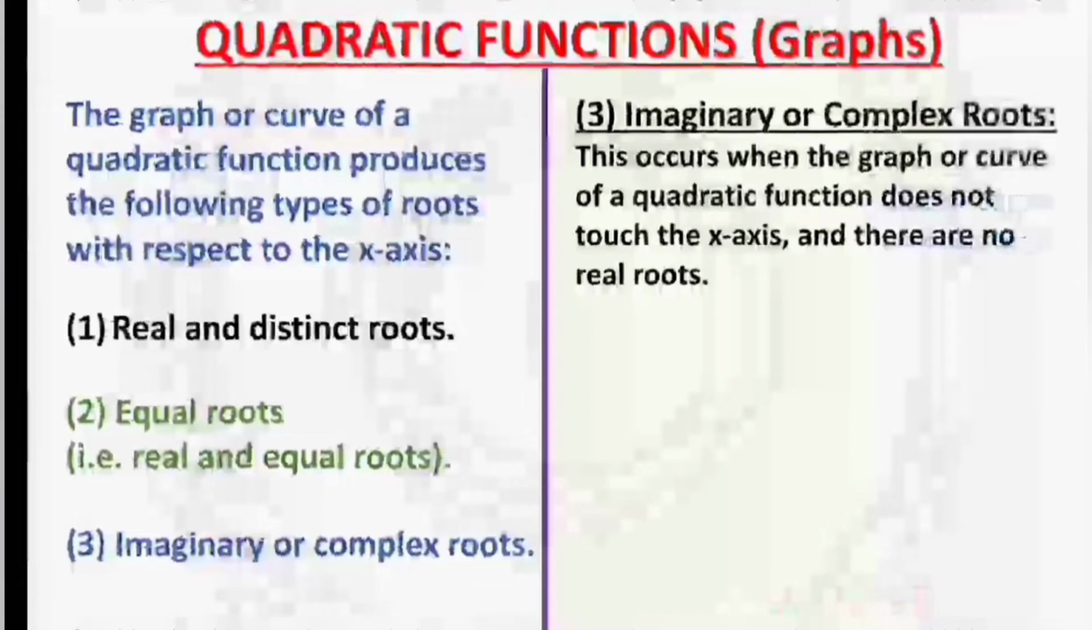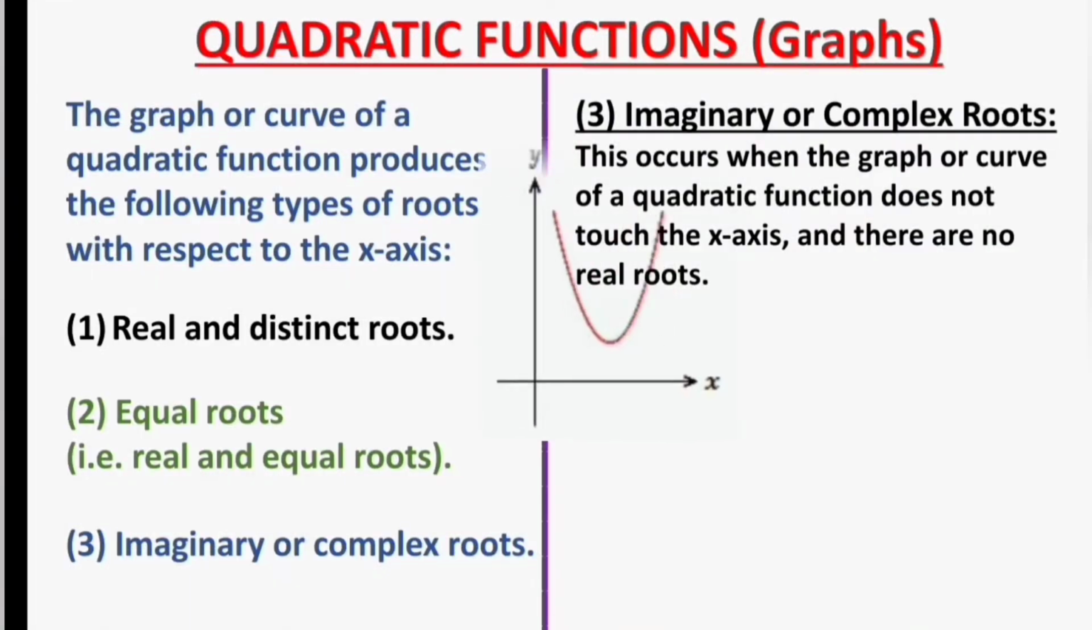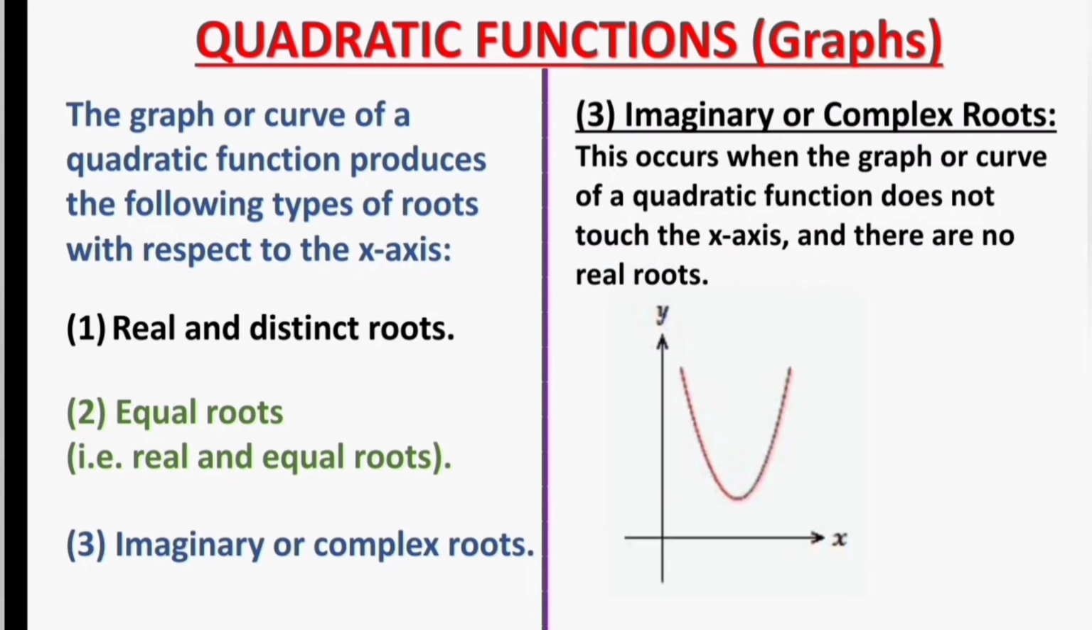Look at a third type of root which a quadratic function produces. Number 3, imaginary or complex roots. This occurs when the graph or curve of a quadratic function does not touch the x-axis and there are no real roots. This is an example of a graph or a curve of a quadratic function which produces imaginary or complex roots. You can see that the graph or the curve does not touch the x-axis, making it have imaginary or complex roots.